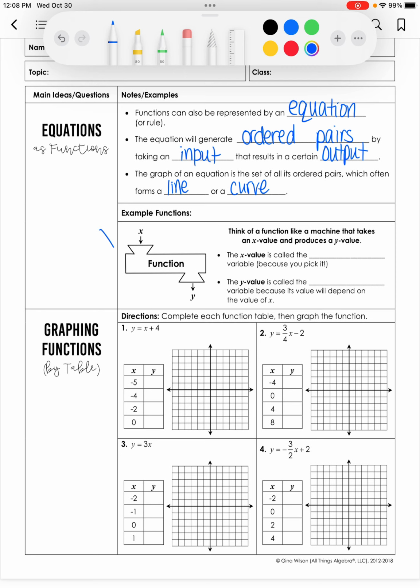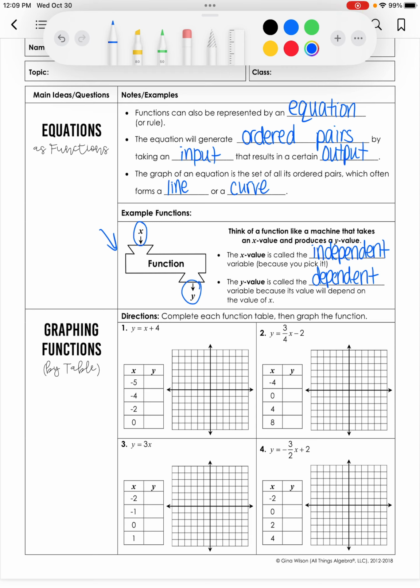So this picture right here is actually a good representation of a function where we can see an x being put into the function, and then the function's going to tell it to do something to x. Add it by 2, multiply it by 3, subtract it by 4, whatever. And then it's going to give you your output, which is y. Think of a function like a machine that takes an x value and produces a y value. The x value is called the independent variable because you pick it. And the y value is called the dependent variable because its value will depend on the value of x.